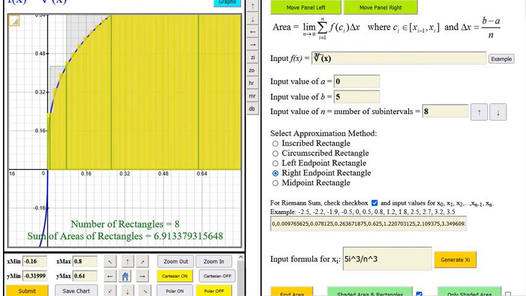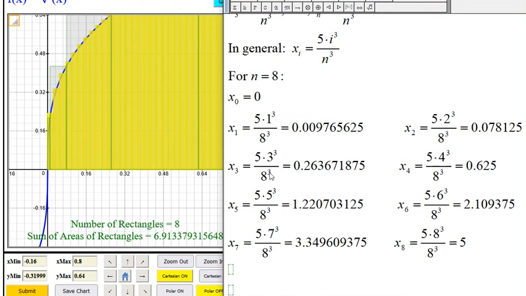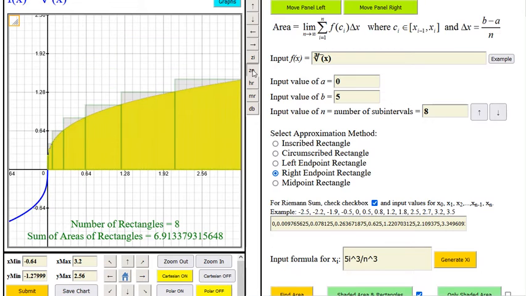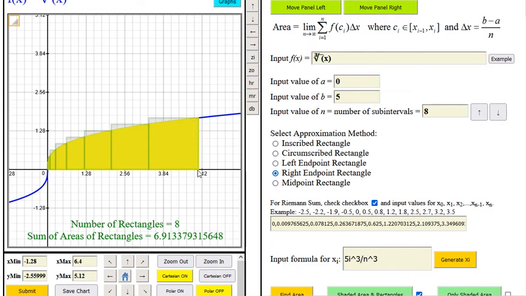Then x of 4 will be 0.625, x of 5 will be 1.2, x of 6 will be 2.1, x of 7 will be 3.34, and x of 8 will be 5. So x of 8 would be right here, and this is x of 7, x of 6, x of 5, x of 4, and so on.